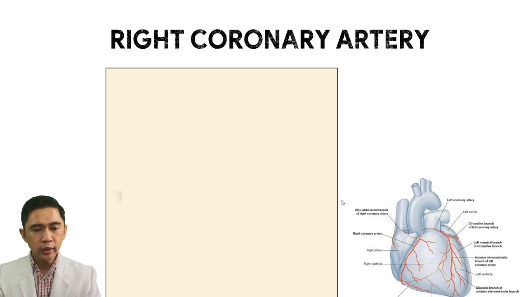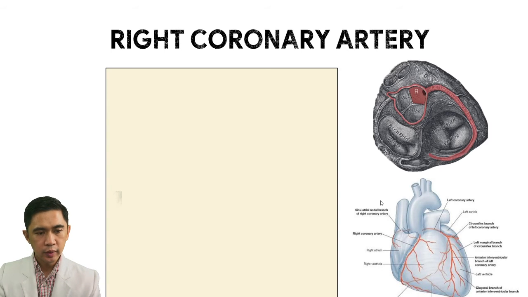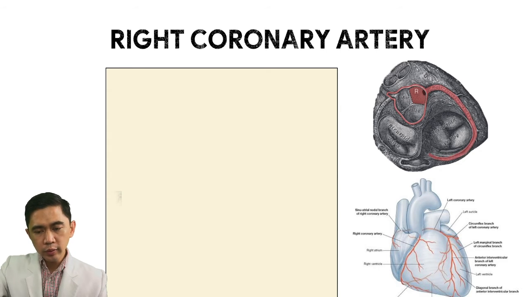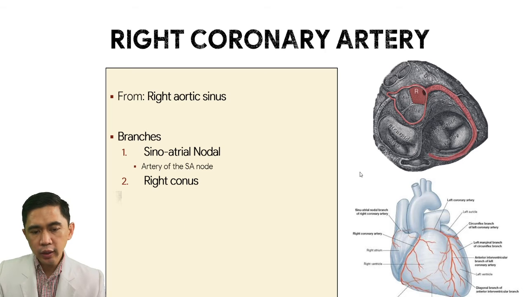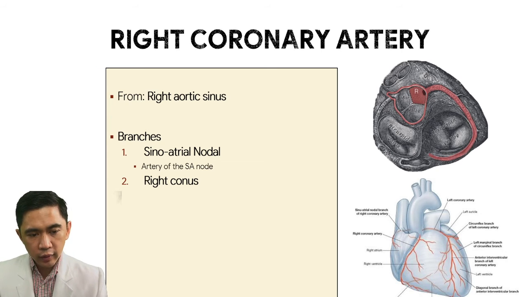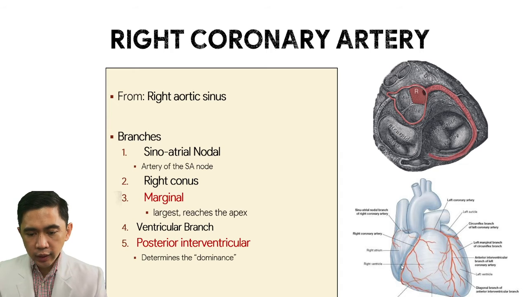The right coronary artery, this one. So top view, these are the semilunar valves, and you'll see an opening, and this is the right coronary artery. It goes to the right, then goes posteriorly. So the branches are the sinoatrial nodal branch, this one. Of course, it is the artery of the SA node. You also have a branch of the right conus, and as it goes down, it gives off a branch. We call it the marginal branch. Here.